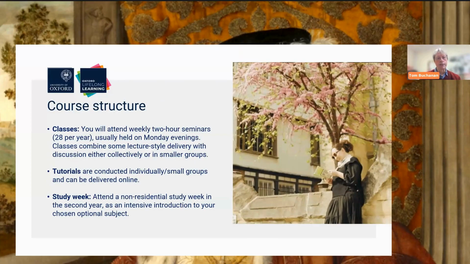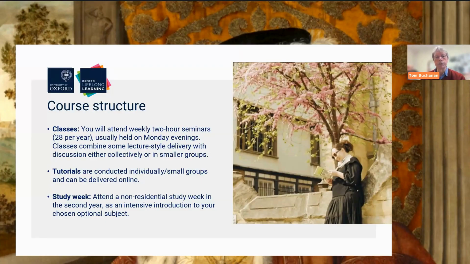So, how is the course set up? Well, basically, each year you'll be attending 28 weekly 2-hour seminars. So we actually run 2 courses because it's a 2-year course. There's always 2 courses going on, and whichever evening you start on, you'll stick with that over the 2 years. So this will be held on Monday evenings, as I said, in Rewley House in central Oxford.